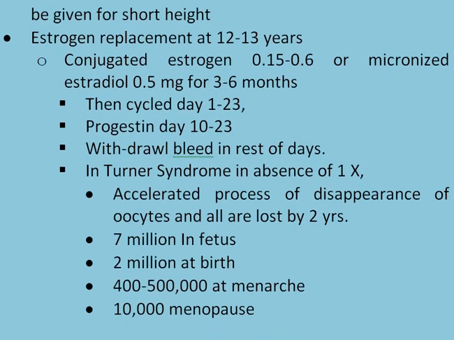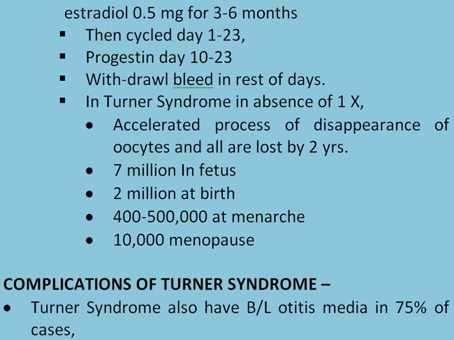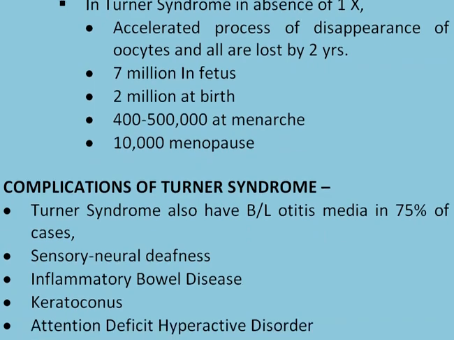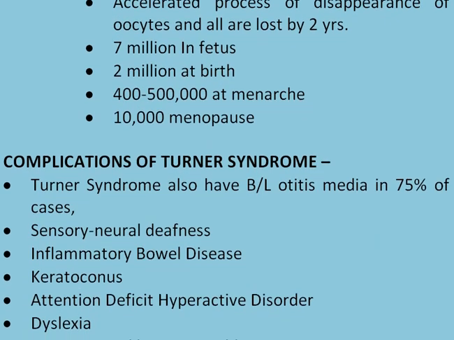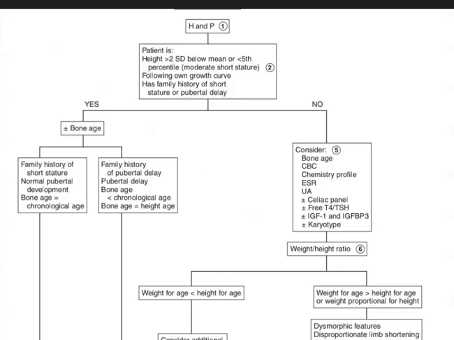In Turner syndrome, in the absence of one X chromosome, there is an accelerated process of disappearance of oocytes and all are lost by 2 years. So the 7 million oocytes in the fetus reduce to 2 million at birth, and there are 400 to 500,000 at menarche and 10,000 at menopause. The complications of Turner syndrome include bilateral otitis media in 75% of cases. They have sensorineural deafness, they can have inflammatory bowel disease, keratoconus, attention deficit hyperactivity disorder, dyslexia, learning and language problems.